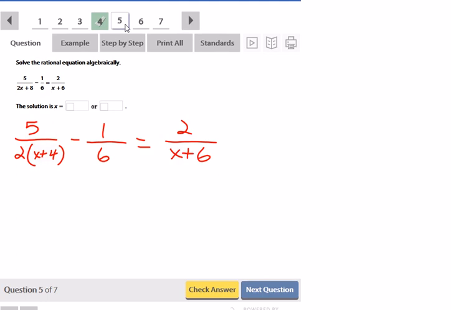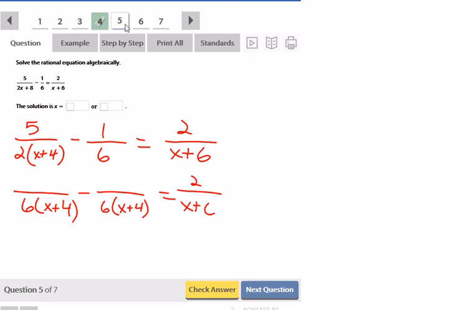I could factor the denominator in anticipation for the steps to come, but x plus 6 cannot be factored, so that's just going to stay the same. My LCD on this side with the 2 and the x plus 4 is going to have to be there. But with the 2 and the 6, I don't need both the 2 and the 6, because I know that 6 is a multiple of both 6 and 2. So my LCD is just 6, and then x plus 4. Sorry, I was thinking of too many things in my head. So x plus 4 minus 6 times x plus 4 equals 2 over x plus 6.